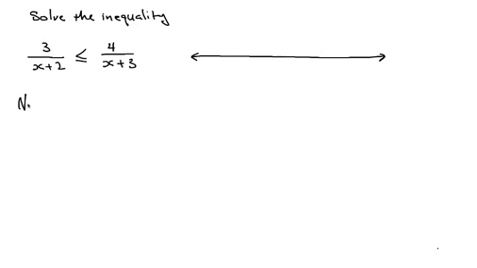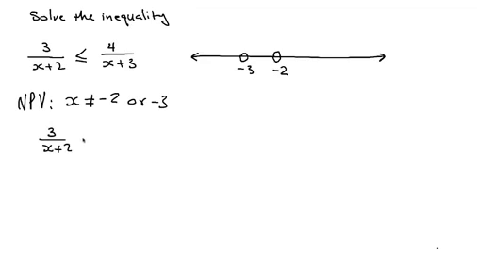So to solve this inequality, what you need to do is find the non-permissible values first. The non-permissible values here: x cannot equal -2 or -3, because that would make this bottom 0, and -3 will make this bottom 0. And then you go to your number line and put that as an open circle because it's non-permitted. So that's the -3, and -2 should be right here.